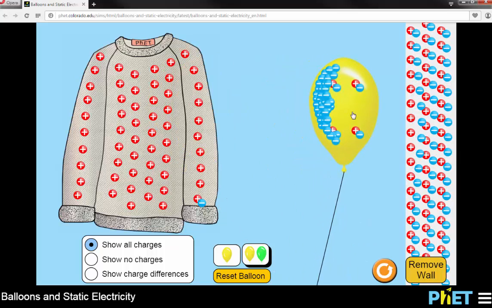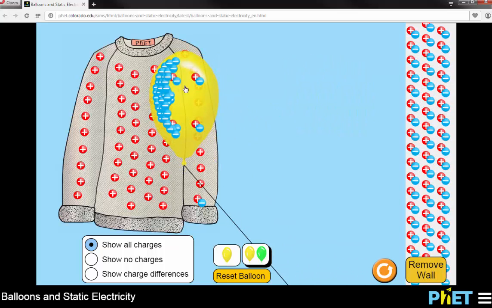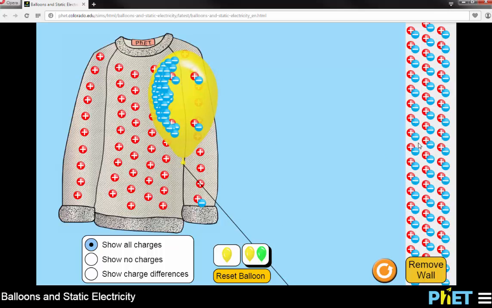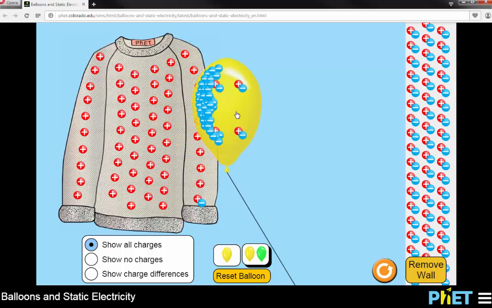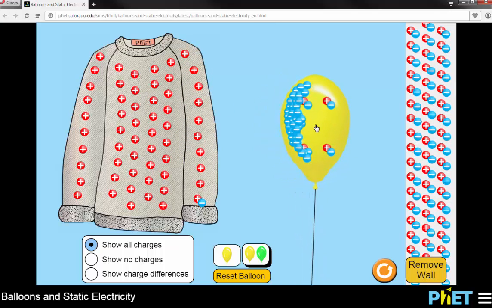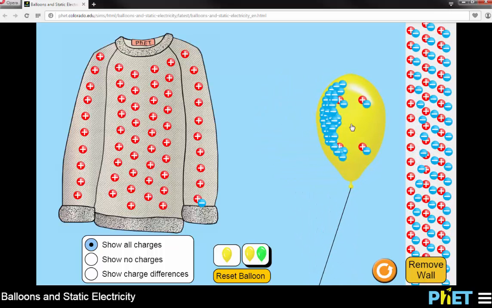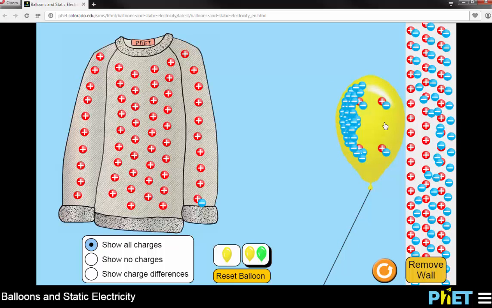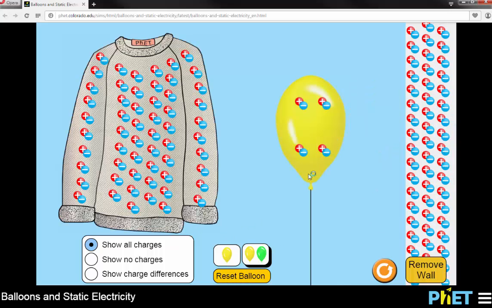So now, of course, the balloon is very strongly attracted to the sweater. But watch what happens if we move this balloon close to the wall. So this is a wall right here. And the wall basically is another insulator. But as we move the balloon closer to the wall, you can see that it basically sort of pushes all the electrons out of its path. So we have mostly positive charges pointing towards this balloon, negative charges on the balloon, positive charges of course on the sweater.